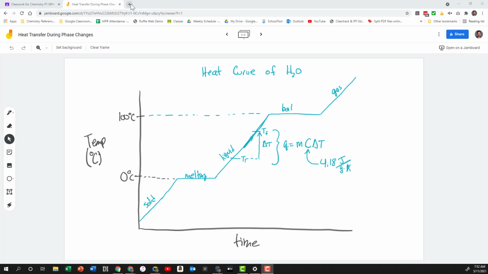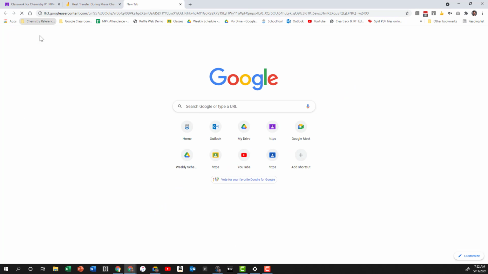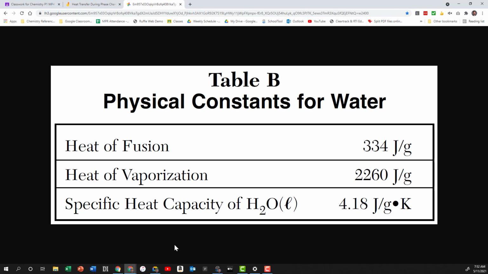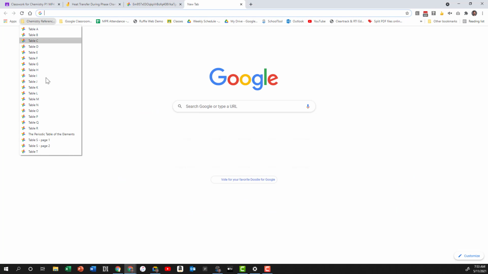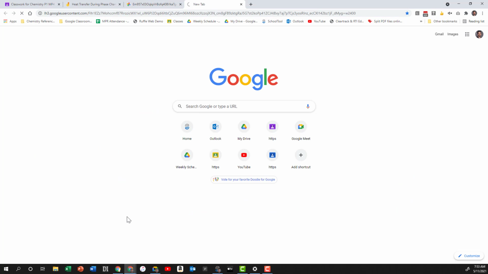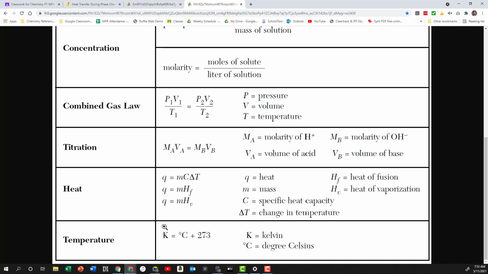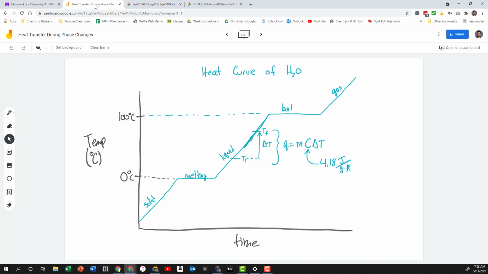If you look on reference table B, you see these values, right? It's the specific heat capacity. And also, if you want to know what the equation is, we look on table T, and we look in heat calculations, and you can see it's the first one listed right there, with all the variables explained over here. Now, we've got two other equations in this, and those equations we're going to use when we have a phase change.